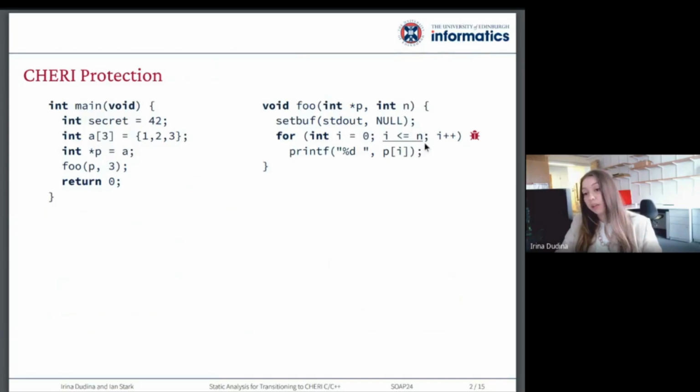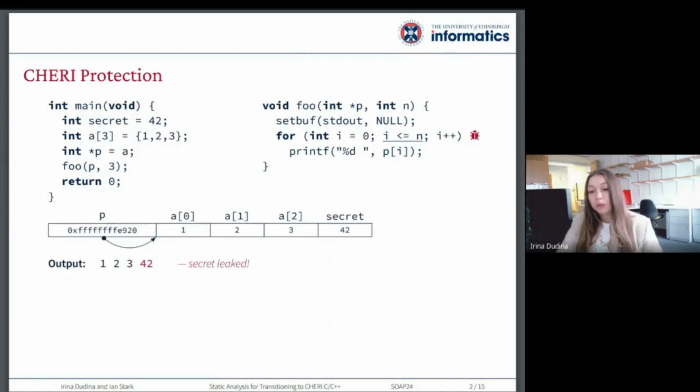We should be having strict comparison here instead. So we'll be having an off-by-1 error in function foo and printing 1 extra element. So if we look at the memory layout of the stack frame of function main, we'll see an 8-byte pointer, then 3 integers of an array, and then 1 extra integer secret. And if we print 4 elements starting from the first element of the array, we will have our secret leaked.